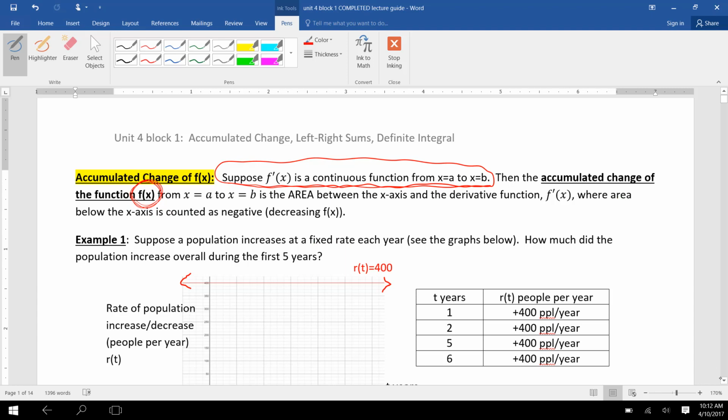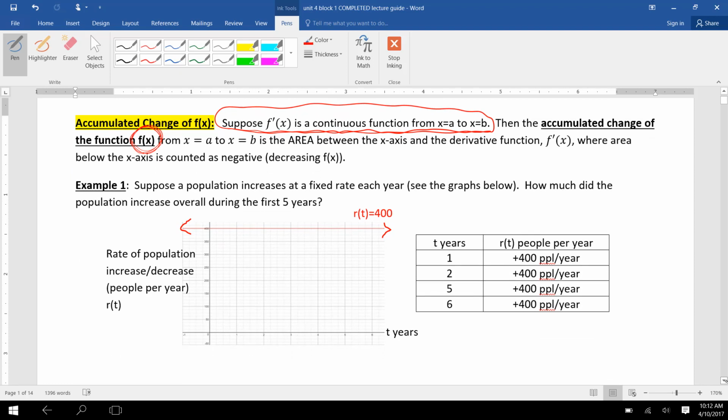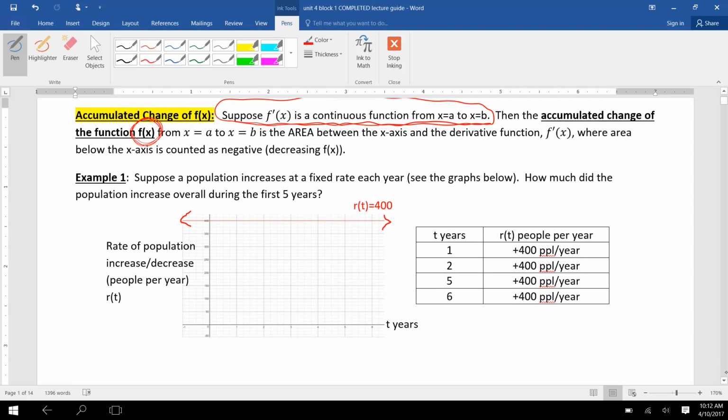We're going to be working on this for a couple days, trying to sort out exactly what that all means, how the derivative and the area relate back to the function f of x. So let's look at an example here.